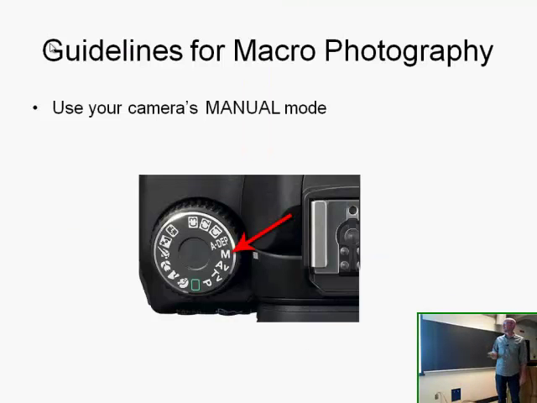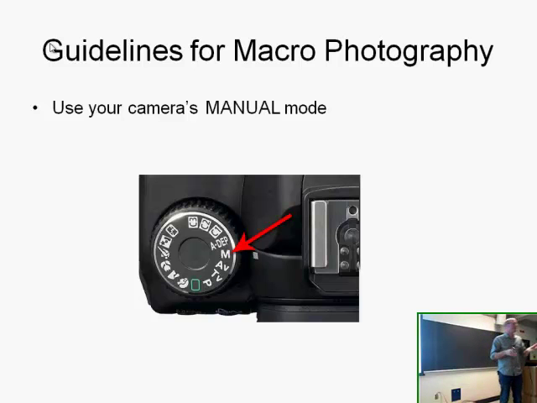Manual mode. Most cameras have a little setting with an M. You put it on manual. Because insects are so small, when you're working with that little tiny area, the depth of field is really thin. The cameras have a very poor time figuring out what you're trying to do when you're shooting an insect.